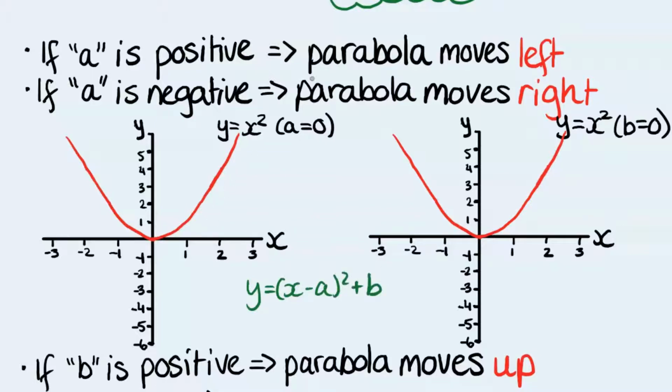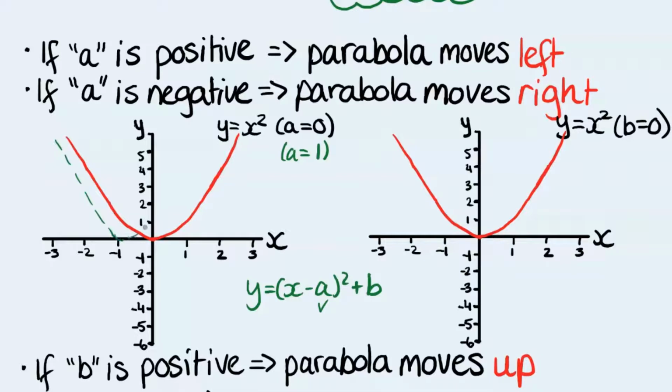So what we're going to look at first of all is the letter A in this form. If the letter A is positive, then the parabola moves left, but alternatively, if the letter A is negative, then the parabola moves right. So for example, say A is equal to 1. If A is equal to positive 1, then it's moving left by 1. It will just look like this.